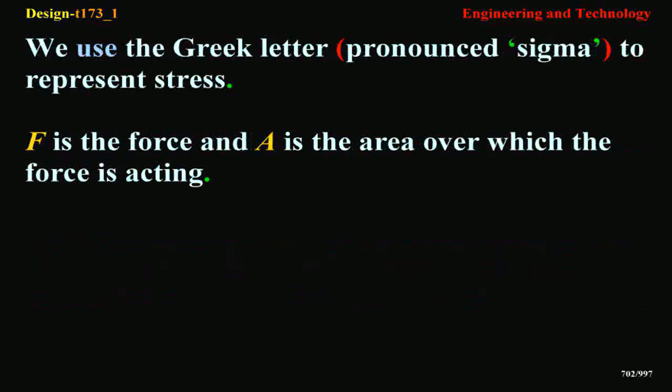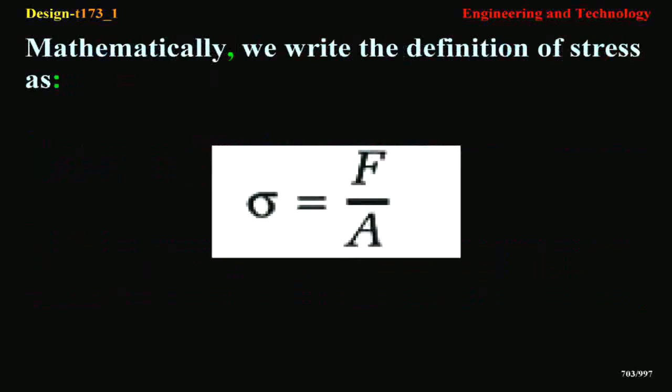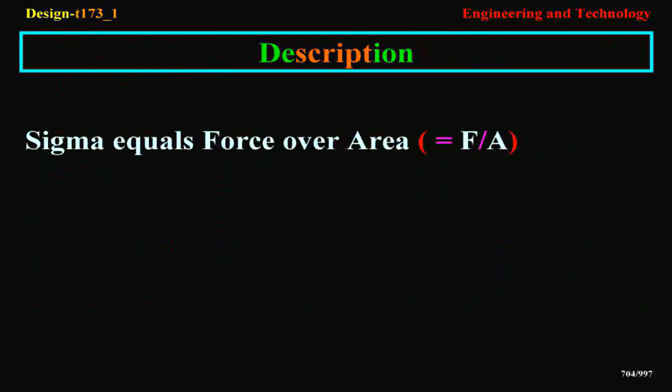We use the Greek letter sigma to represent stress. F is the force and A is the area over which the force is acting. Mathematically, we write the definition of stress as sigma equals force over area, equals F over A.